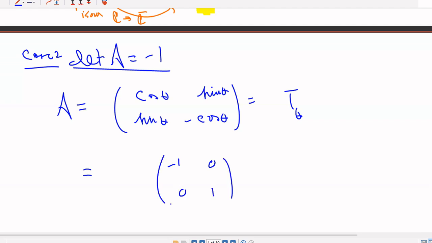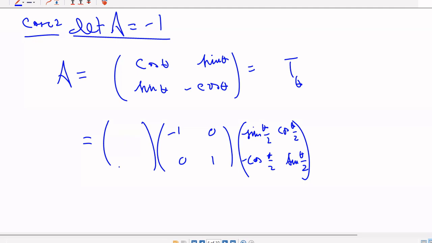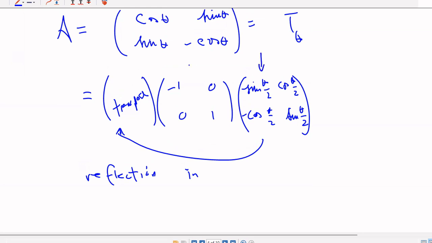If you do the spectral decomposition here, you end up with these operators: sine theta over 2, negative cosine theta over 2, cosine theta over 2, sine theta over 2. And then you have the transpose over here. So what this really is, it's a rotation, then a reflection across the x-axis, and then another rotation.